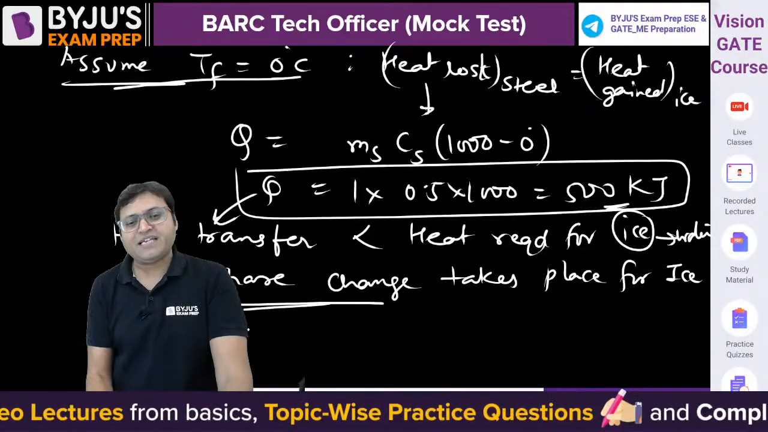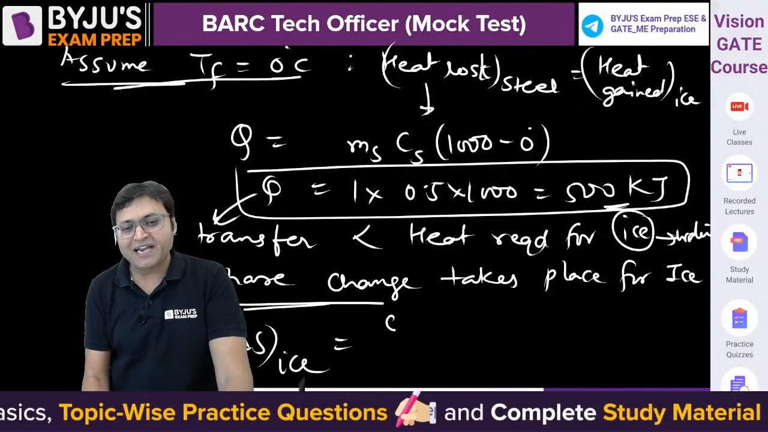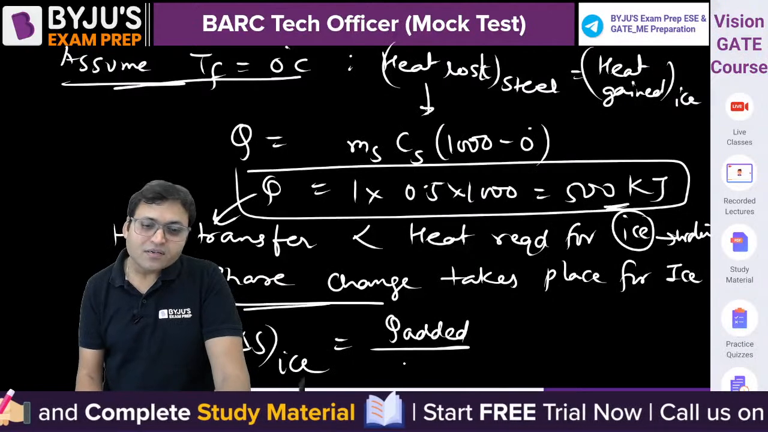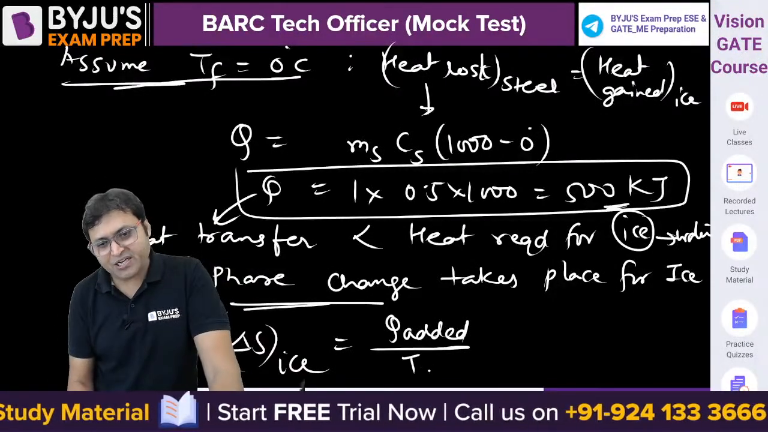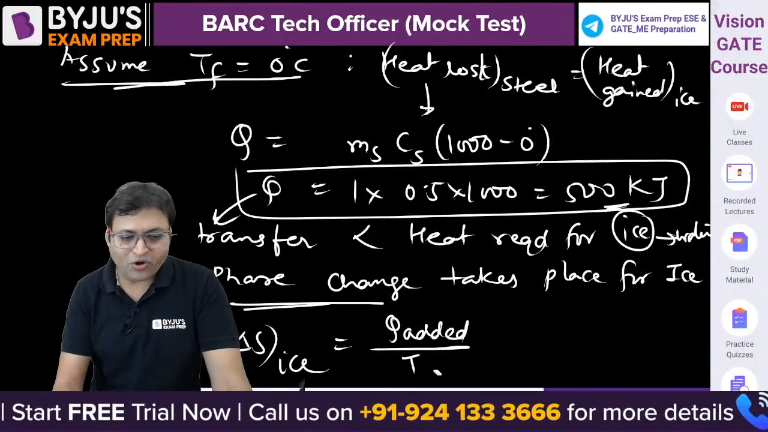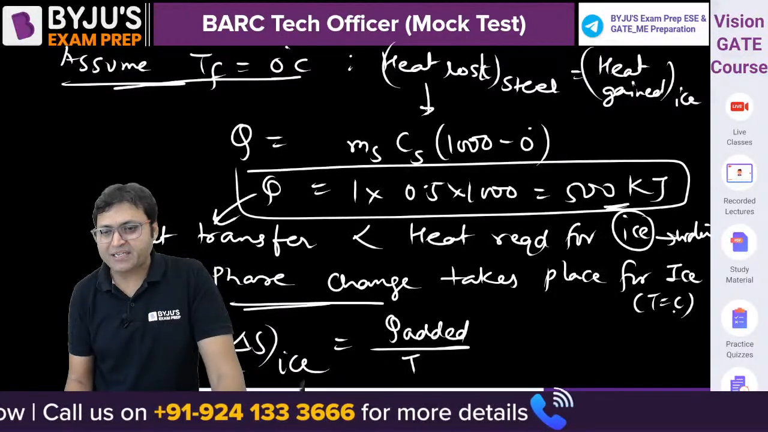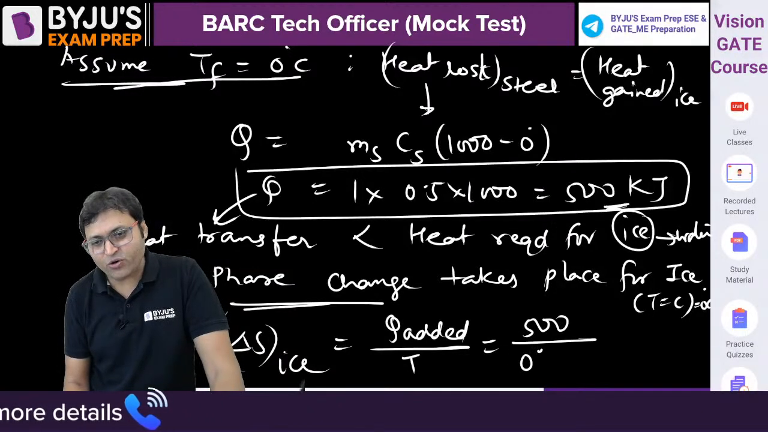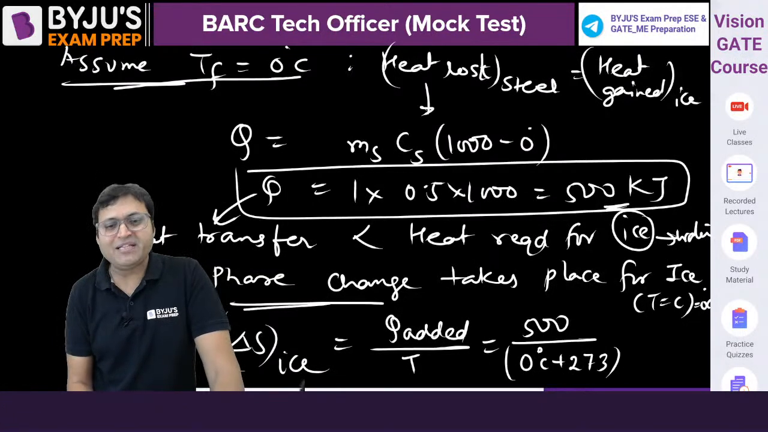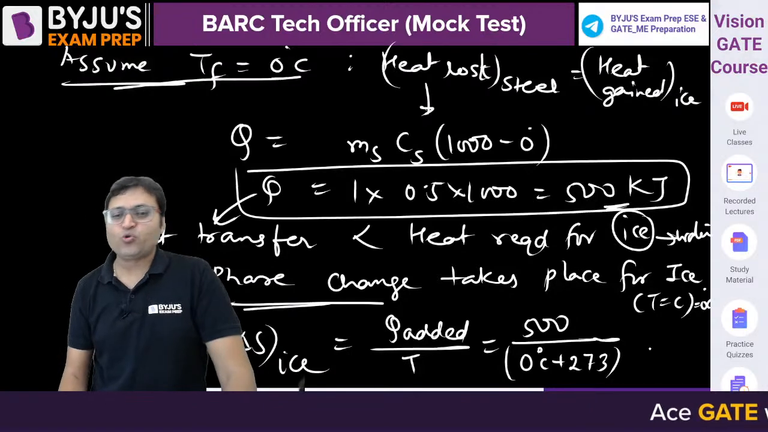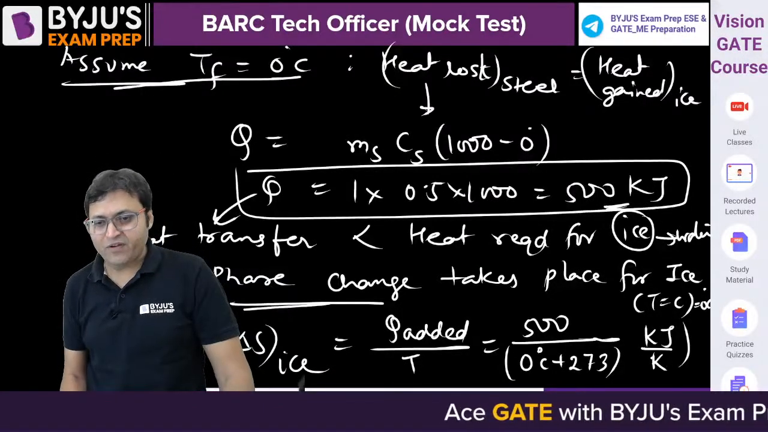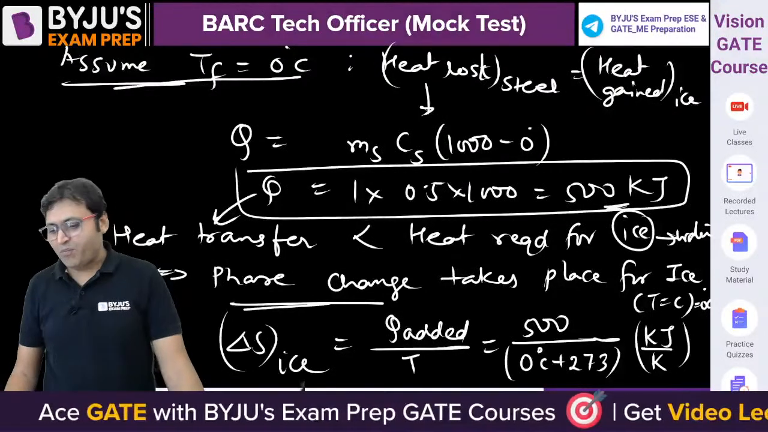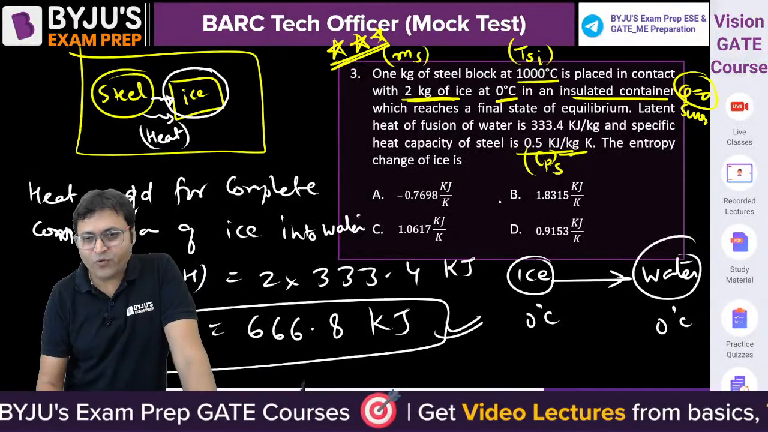So we can say there is a phase change, and then delta S for the ice, because heat is added, is Q added upon temperature of ice, Q by T. Because there is a phase change, the temperature will remain constant, and temperature is equal to 0 degrees Celsius. So Q added is 500, and the temperature will be 0 degree Celsius plus 273. That will be the change in entropy for the ice. 500 upon 273 kilojoule per Kelvin will be the answer. 500 divided by 273 is 1.8315. The answer will be 1.8315.